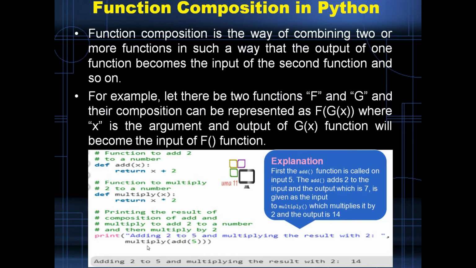There are two functions used here, one is the multiply function and another is the add function. Whatever output you get from the add function will be the input for the multiply function. Suppose you have given 5, 5 plus 2 is 7, so 7 will be the output of the add function, and that 7 will be used for the multiply function. So 7 into 2, that is 14, will be returned as a result. This is called the composition of functions in Python.